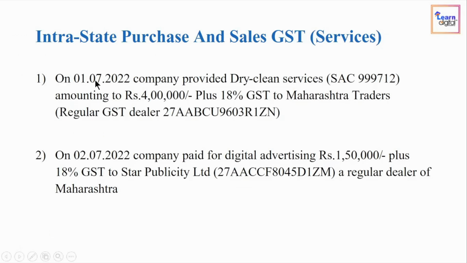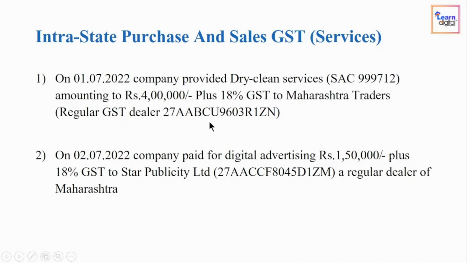On 1st of July, the company provided dry clean services. We provide dry clean services. The SAC code. See, for services, we provide SAC code. For goods, HSN code is provided. So, dry clean services has this SAC code, amounting to rupees 4 lakh plus 18% GST to Maharashtra traders, a regular GST trader of Maharashtra. GST number is given.